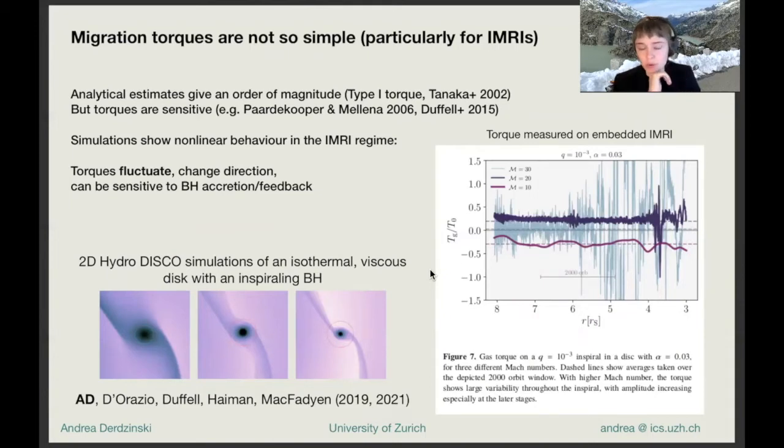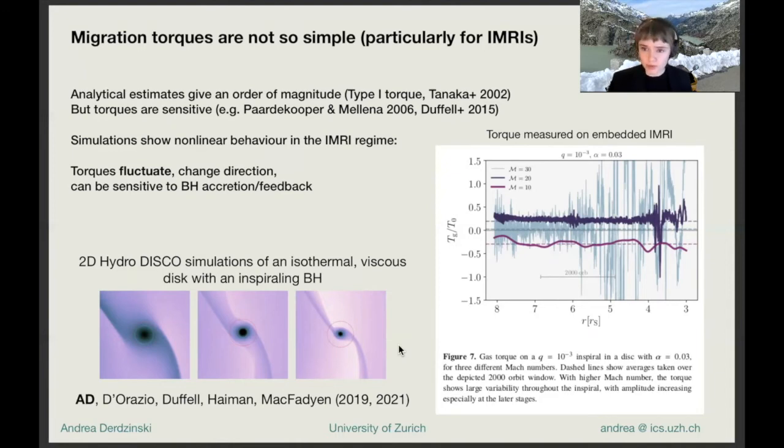So here I'm showing screenshots of a parameter study of simulations that I ran of a 2D hydrodynamic isothermal viscous accretion disk with an embedded inspiraling point mass, really almost the simplest case you could run, but for a whole range of Mach numbers or disk thicknesses, viscosities, and mass ratios of the inspiral. And the point was to measure the torque during the inspiral and see how much it varies from analytical estimates, and then measure in what regime these deviations would be detectable.